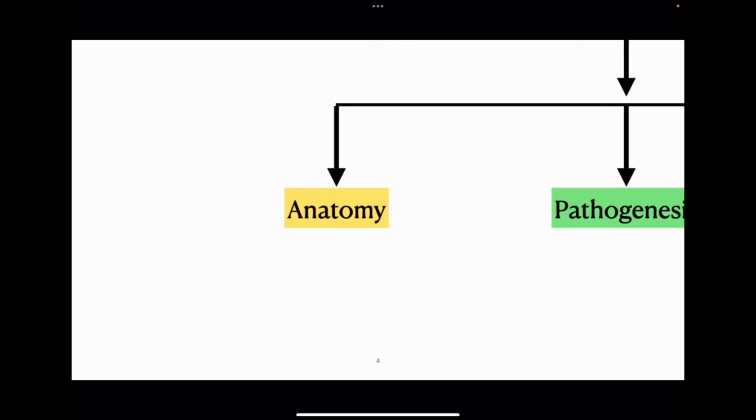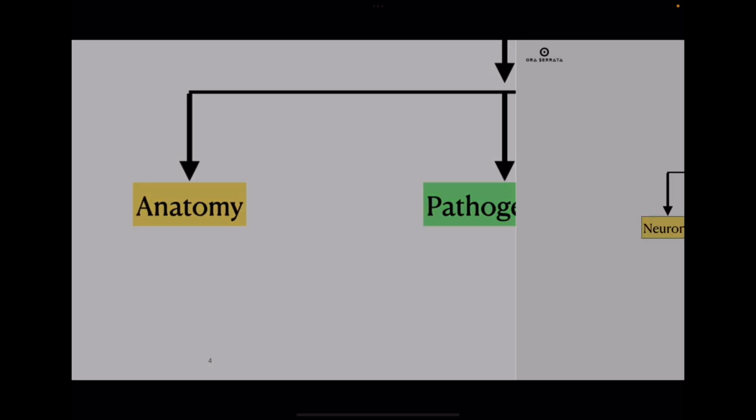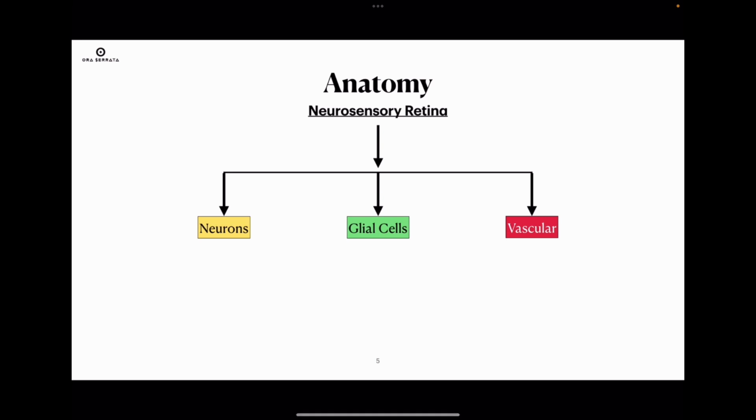So first, coming to the anatomy, we know that the neurosensory retina is made up of 3 groups of cells. One is the neurons, the second group of cells are the glial cells, and thirdly there are vascular cells.